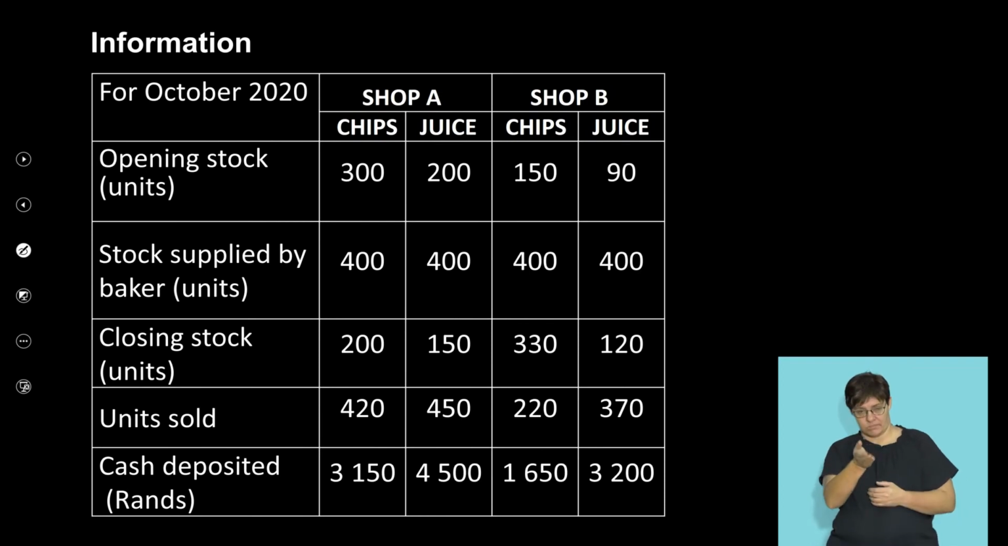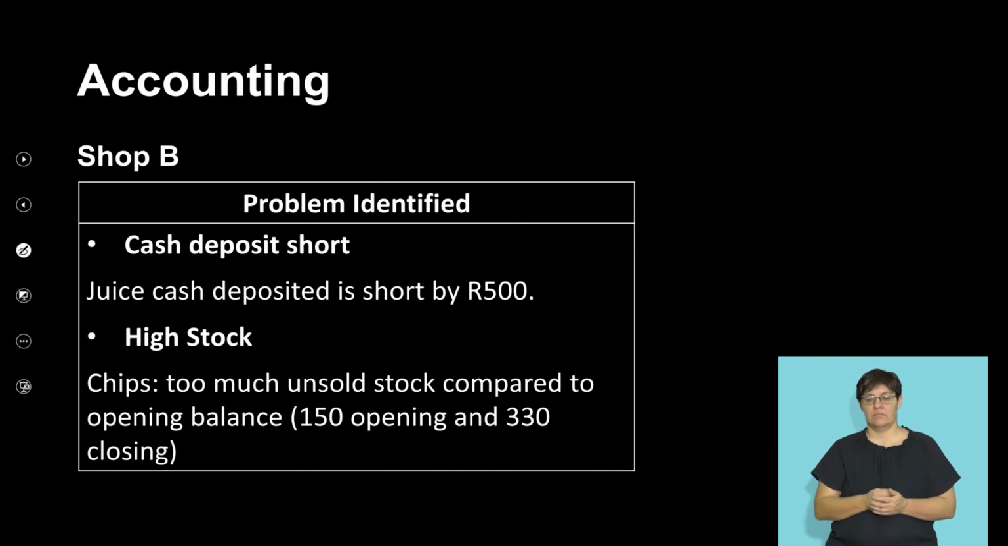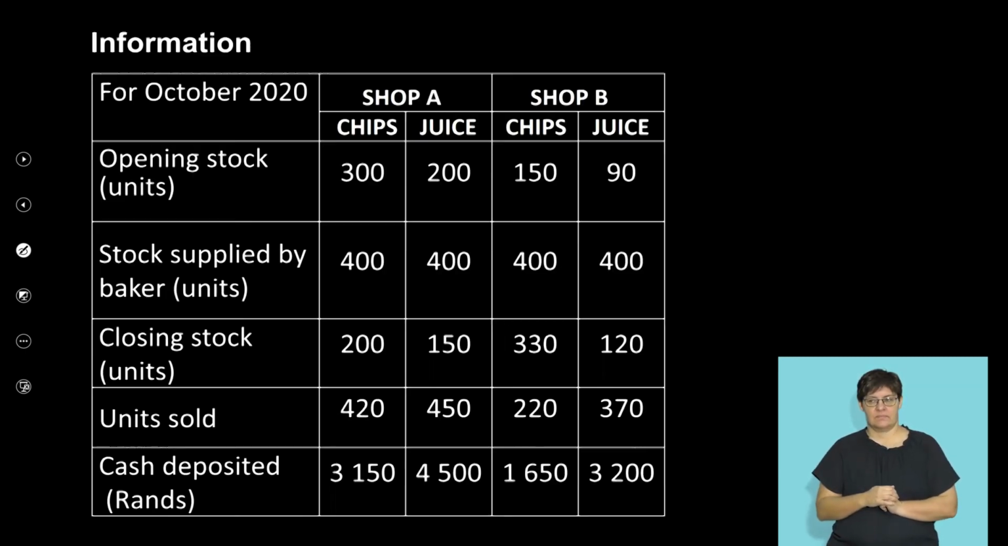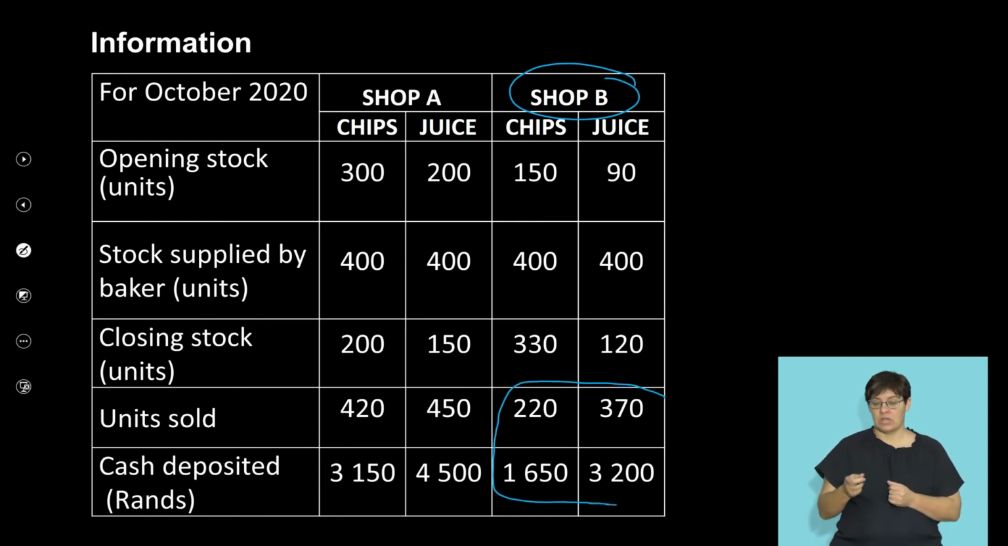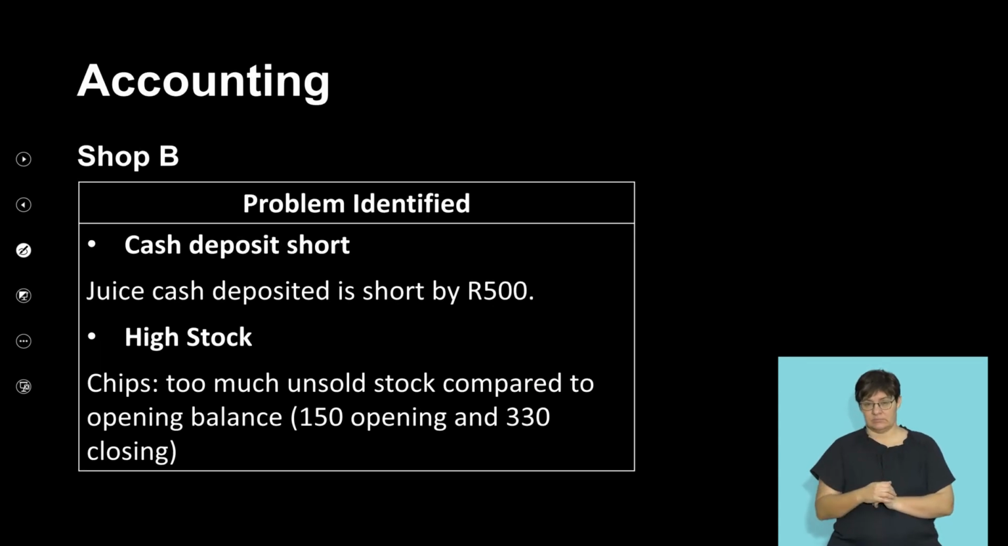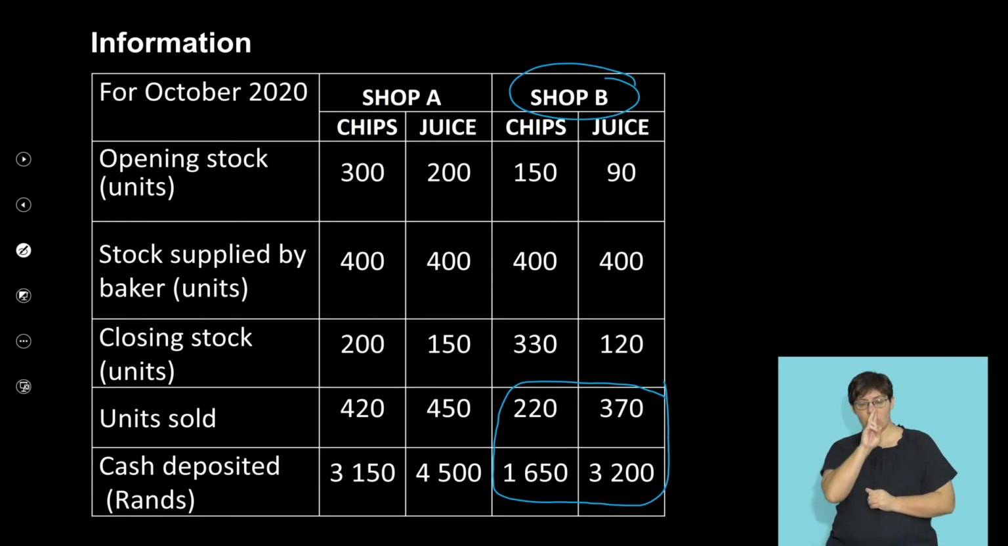Again, there's our information. We're looking at shop B. What problem can we identify? Let's look at it and see. This is shop B, right? If you look at the number of units being sold relative to the amount of money being deposited, clearly you will see that your juice cash deposited is short by 500 Rand. In other words, looking at your units sold, you sold 370 units of the juice, right?